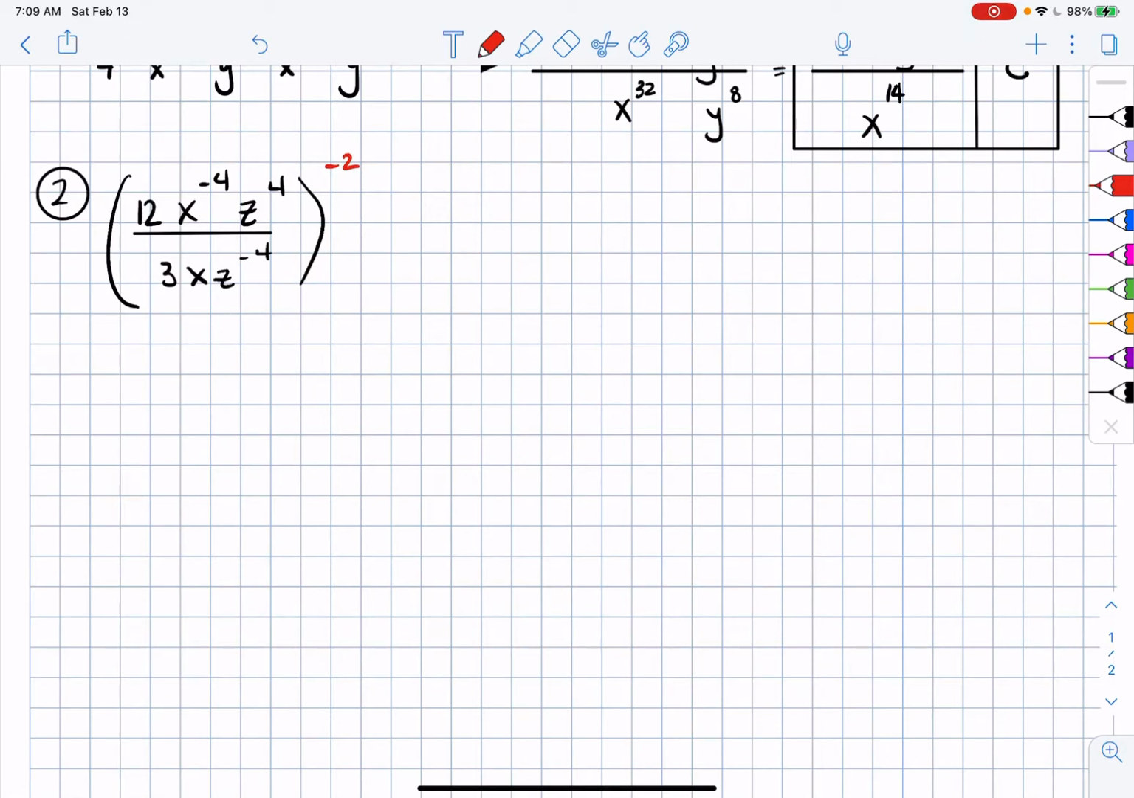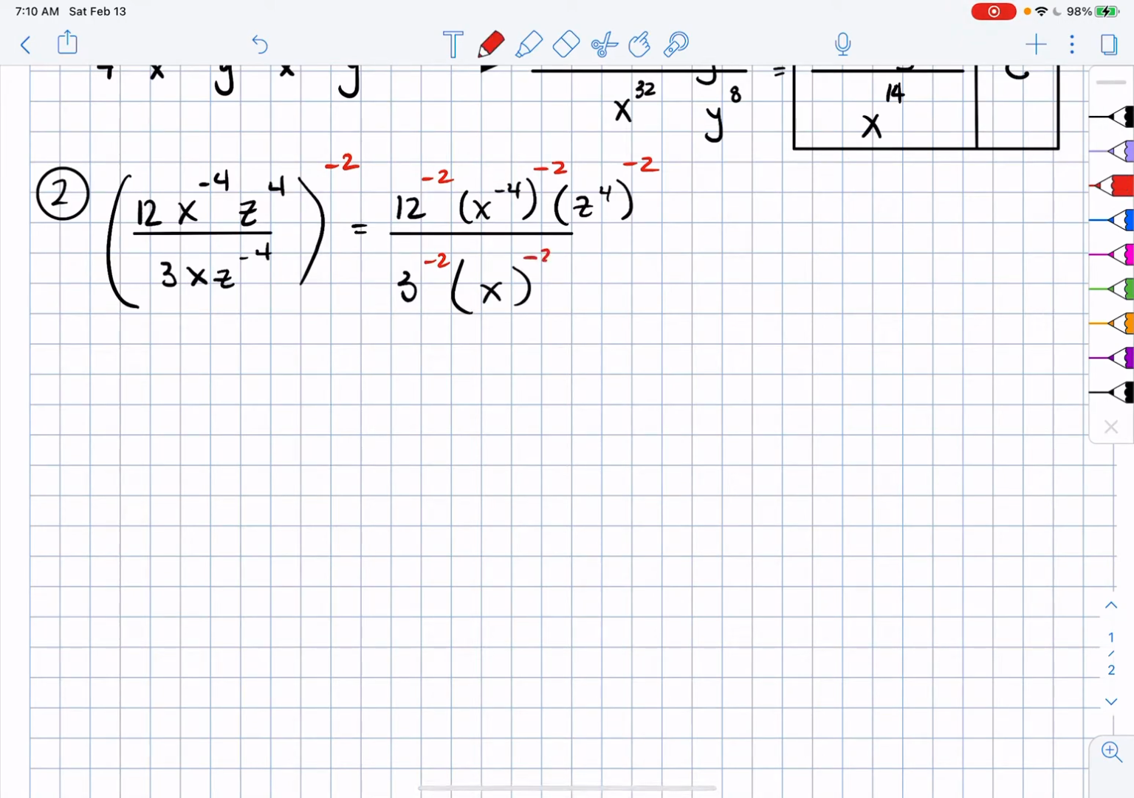Let's get everything distributed to the negative 2 power. The first thing to do is distribute, right? So I'm going to have 12 raised to the negative 2, x to the negative 4 raised to the negative 2, and z to the 4th raised to the negative 2, over 3 to the negative 2, x raised to the negative 2, and z to the negative 4 raised to the negative 2.